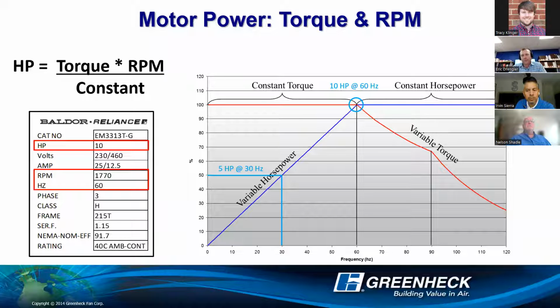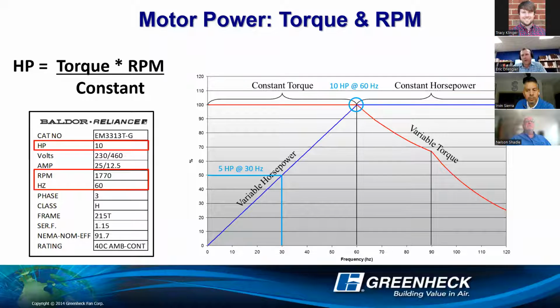On the flip side, if I speed it up, my torque will fall, but if my torque falls at the same rate that my speed is going up, the horsepower will remain constant. If you look at the equation, that kind of makes sense, right? If my torque is falling by 10%, my speed goes up by 10%, the horsepower would be constant.